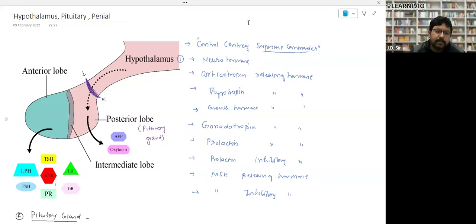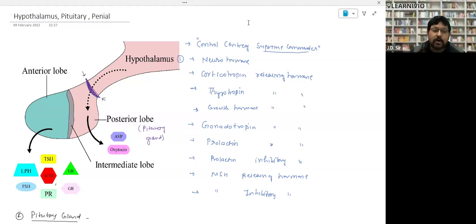So look, Martin, the posterior part does not make or produce any kind of hormone. Basically, the hormone which is produced by the hypothalamus is secreted by the posterior part, or posterior lobe, of the pituitary gland. Is that clear, Martin? That is for sure: the posterior part secretes the hormones which are made by the hypothalamus.